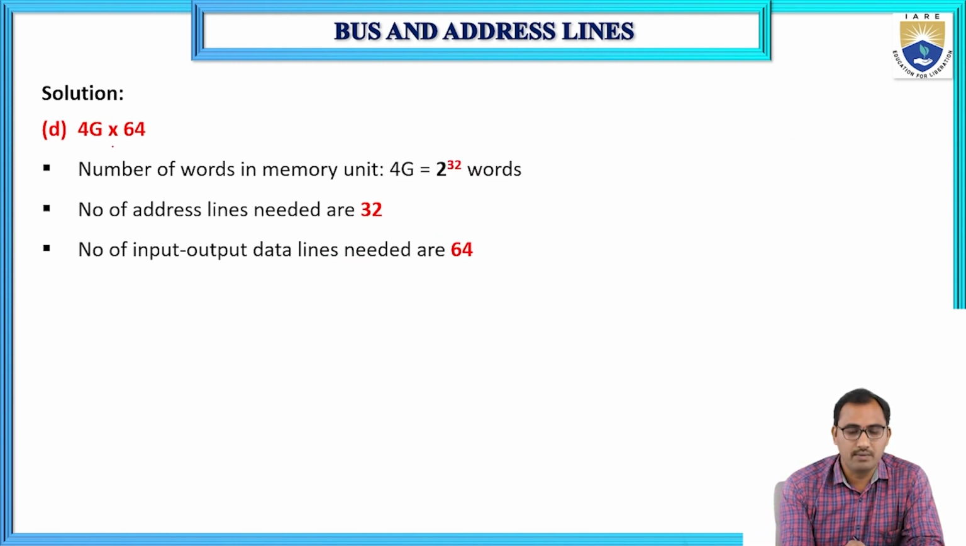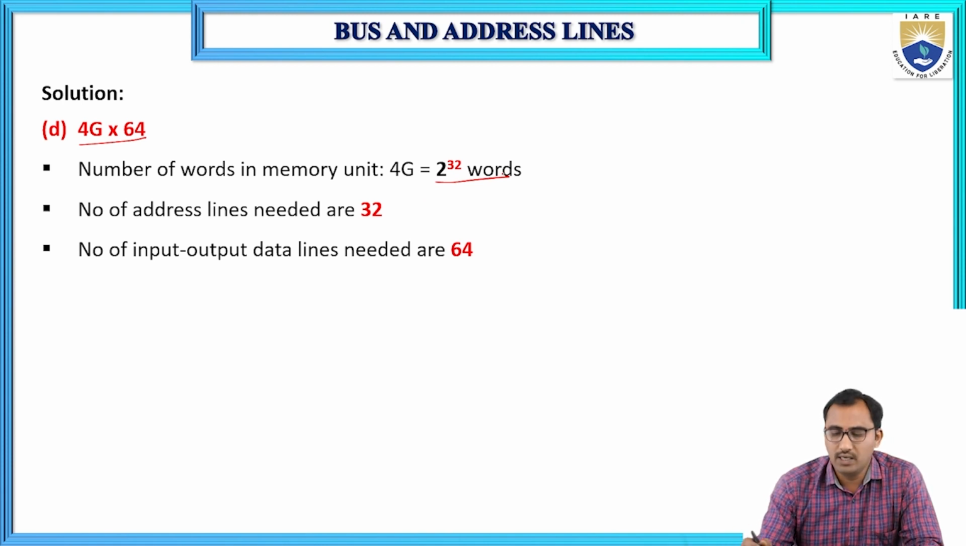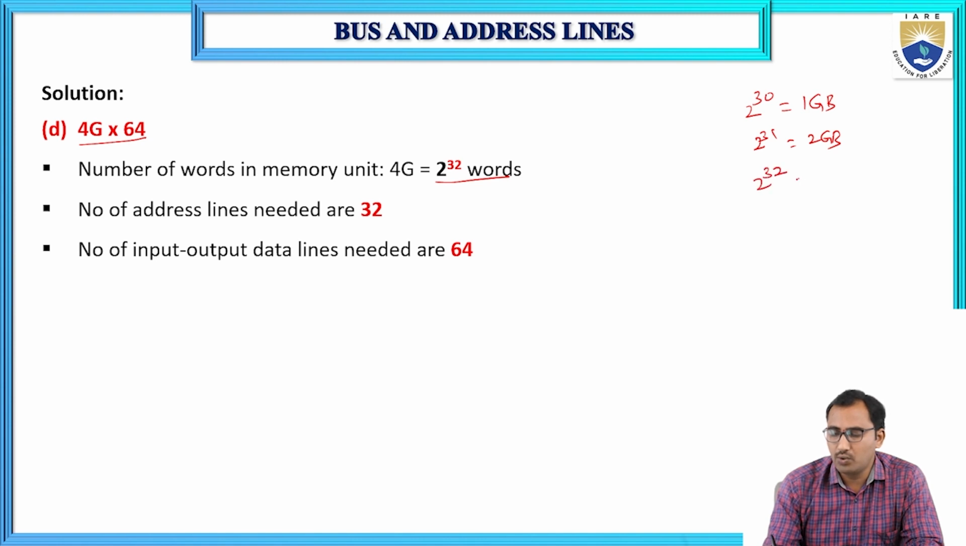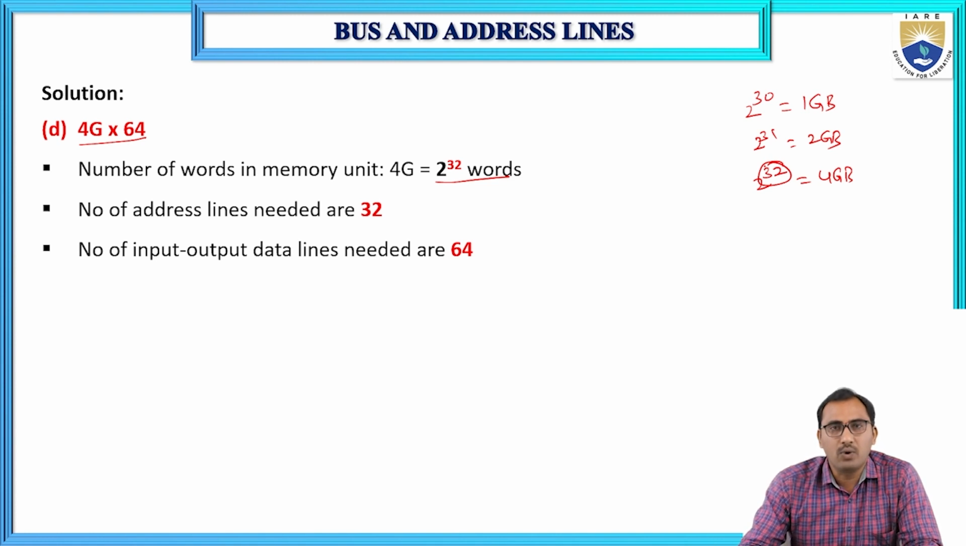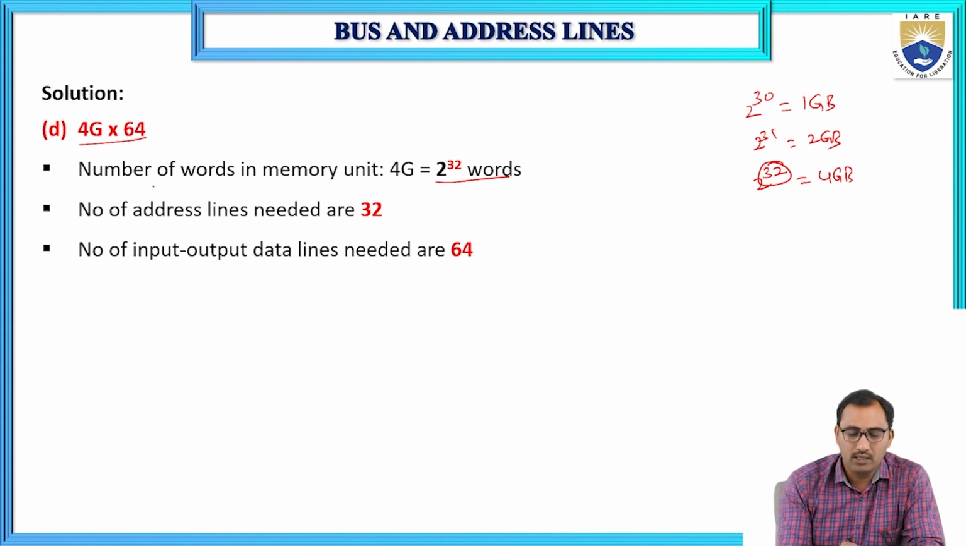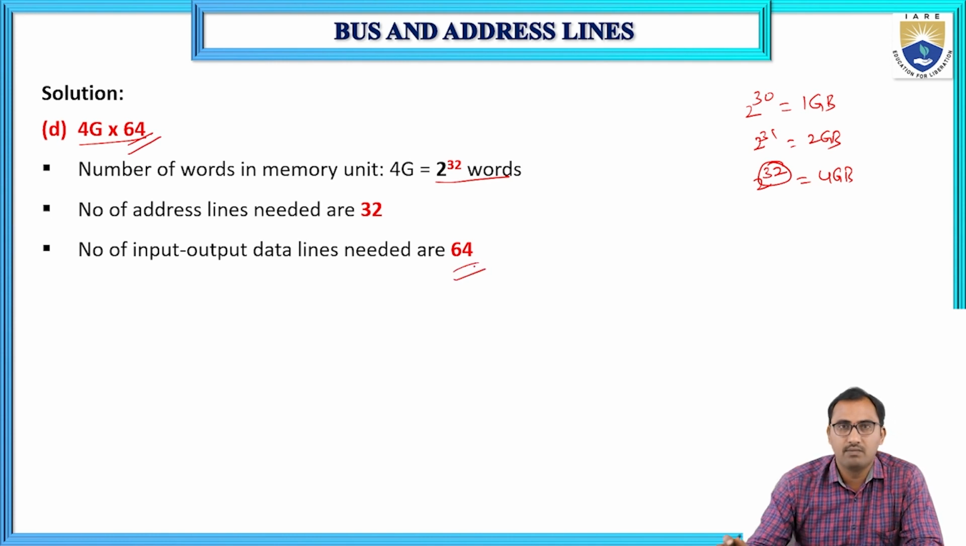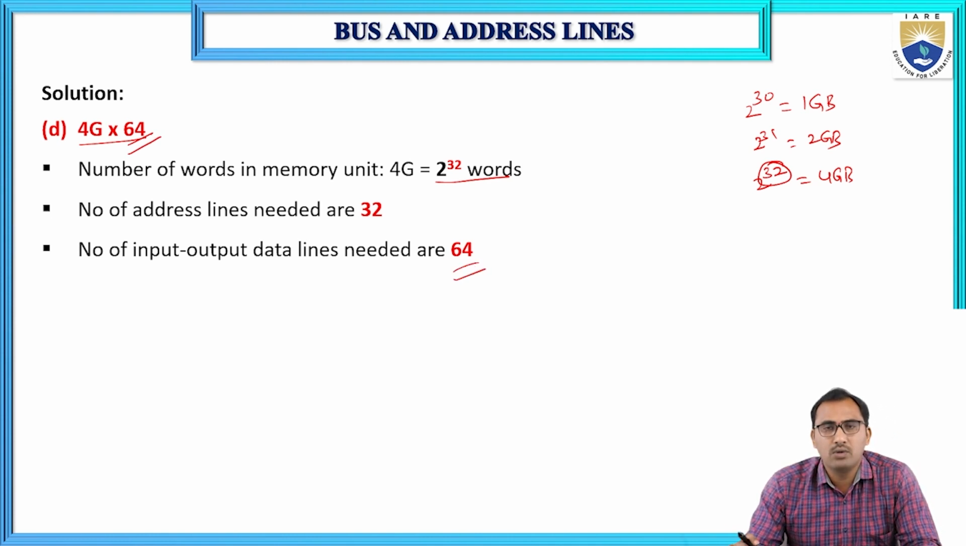Coming to 4 GB by 64. For 4 GB, it requires 32 address lines, because 2 power 30 is 1 gigabyte, 2 power 31 is 2 gigabyte, and 2 power 32 is 4 gigabyte. So we require 32 address lines for accessing 4 gigabyte memory, and the data lines are 64. In this way, we can find the number of address lines and data lines required for a particular memory.